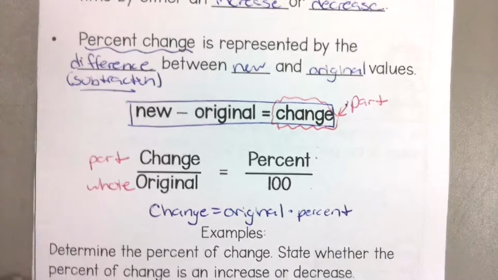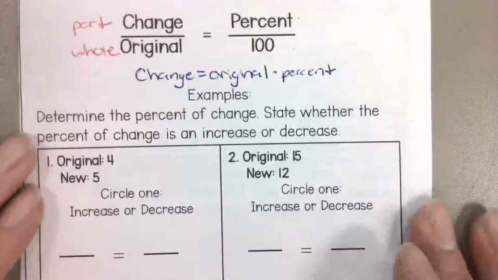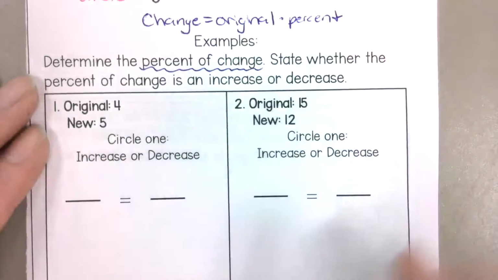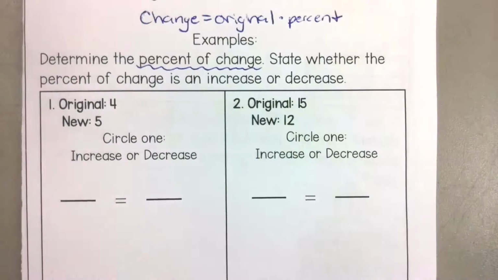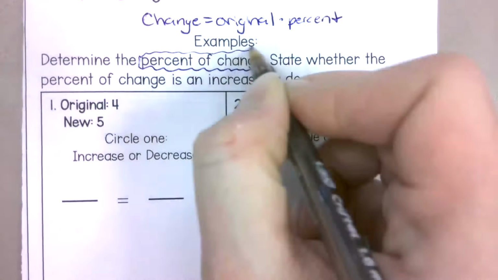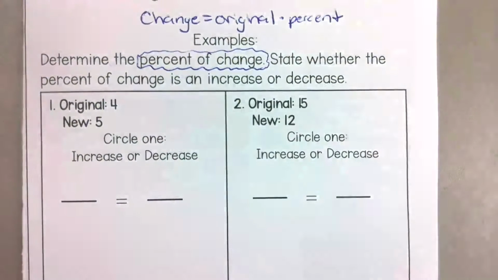We're going to use either one of these in order to figure out what the percent change is. Your directions for these types of problems will be something like, determine the percent of change and state whether the percent is an increase or decrease. You'll be looking for these keywords when you're looking at word problems.